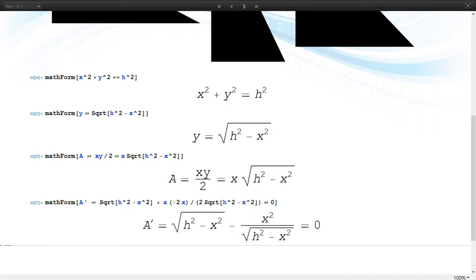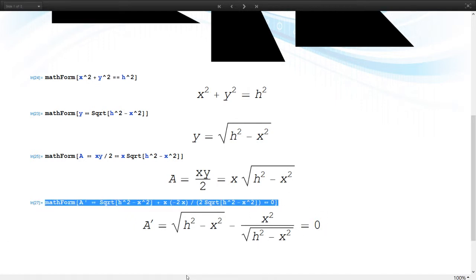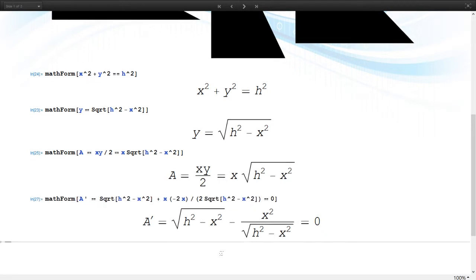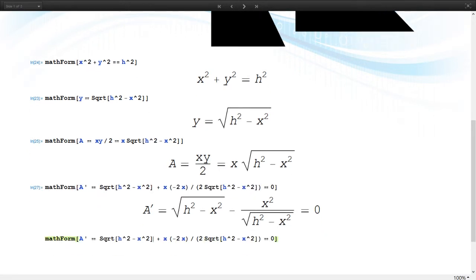Because, of course, we're trying to maximize this area, which means finding a critical point of the equation. And so we set this equal to 0, and we try to solve for x. So I'm going to move the negative x squared over the square root of h squared minus x squared to the other side of the equation.